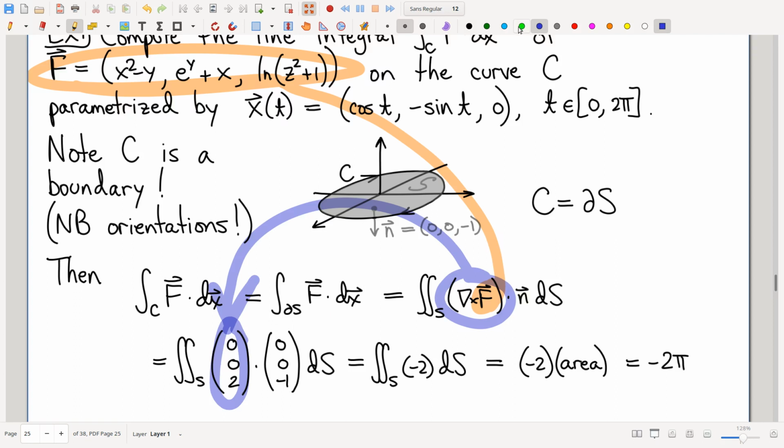Our normal vector we just discussed, right? Our normal vector is 0, 0, negative 1. And it's all over but the shouting. The dot product is really easy. The dot product ends up being a constant. It factors out. We end up with an area of a barnyard variety geometric figure, and bam, answer. And we win. All good?